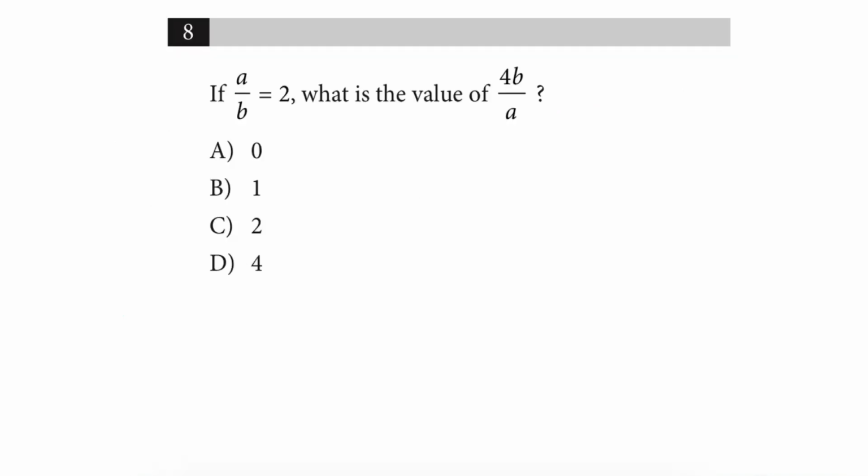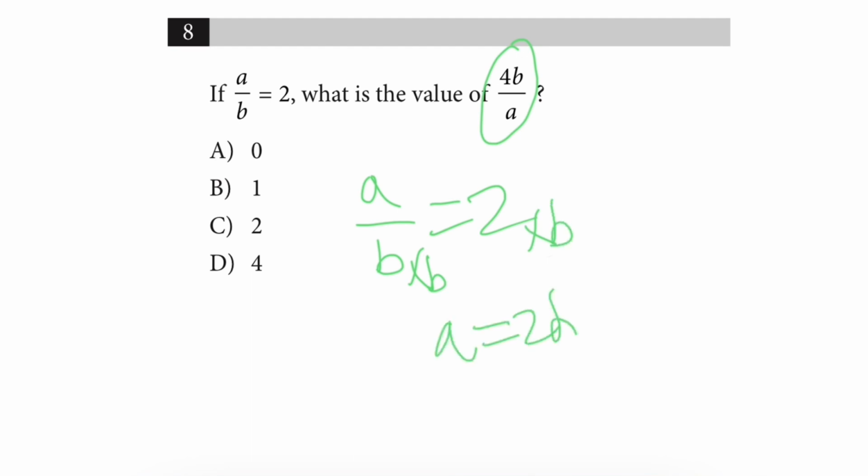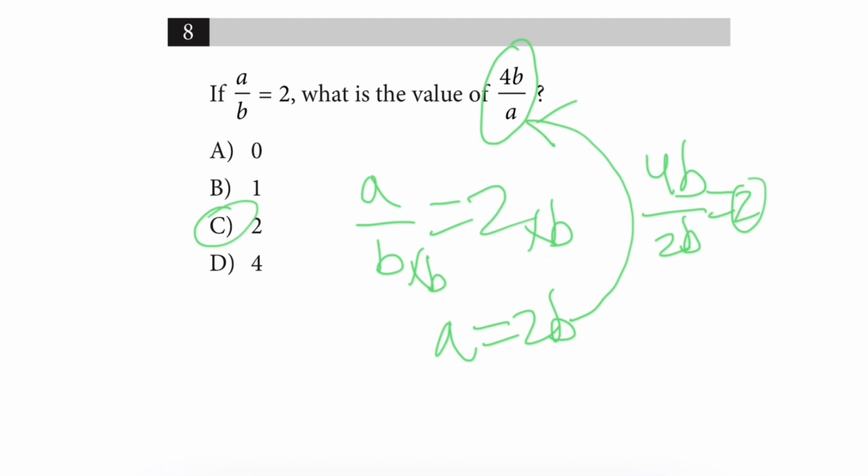This problem looks tricky because you're only given one equation, but there's two different variables. But you don't have to find the value of either variable. You just have to find the value of this expression. So all you have to do is use your given expression, multiply both sides by b. You'll get that a is equal to 2b. Then you just got to plug that in here. You'll get that 4b over 2b is equal to 2. So your answer is C.